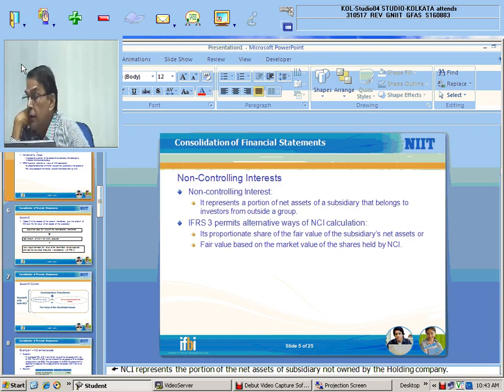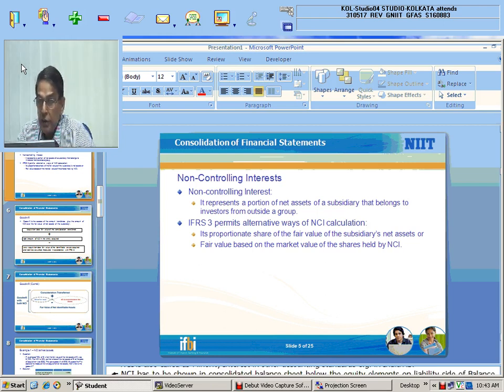the consolidated income statement. So in the consolidated income statement and consolidated balance sheet, non-controlling interest must be disclosed below the equity elements on the liability side of the balance sheet or below the net profits in the consolidated income statement.